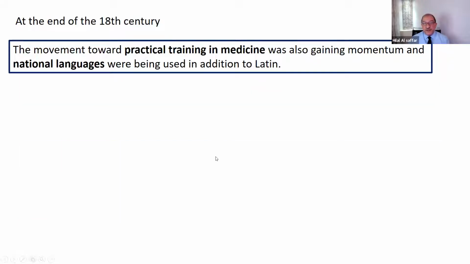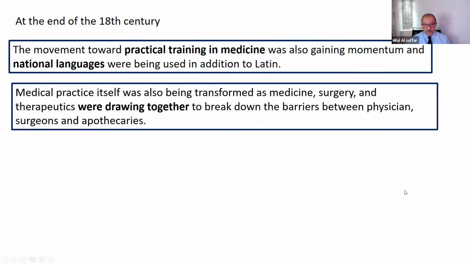The movement toward practical training in medicine came mainly at the end of the 18th century, and it gained momentum at national and international levels. Here the national language was used in learning medicine rather than Latin in these medical schools, and medical practice itself saw some changes. Because of the different pathways of training physicians, surgeons, and pharmacists, there was some way of drawing these three lines together to become one.